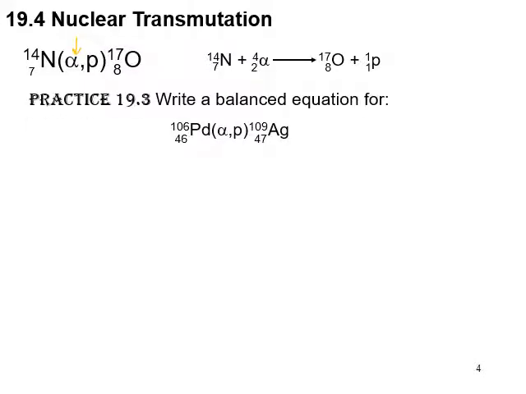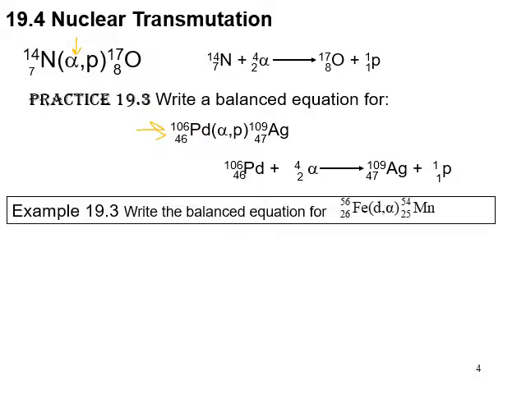So as an example, to write the balanced reaction for this, I'm asking you guys in your fun sheet to write the balanced reaction from this type of symbolic notation, and asking you to write the symbolic notation from the chemical reaction. But for this example, we have palladium 106 being bombarded with an alpha particle to form silver 109 and a proton. Another example of that would be iron. A D stands for deuterium, and recall that deuterium is a hydrogen nucleus. So there you have it there.